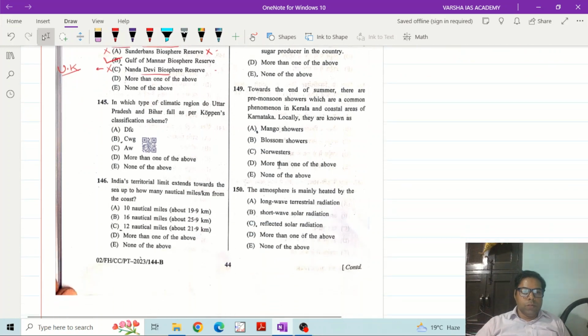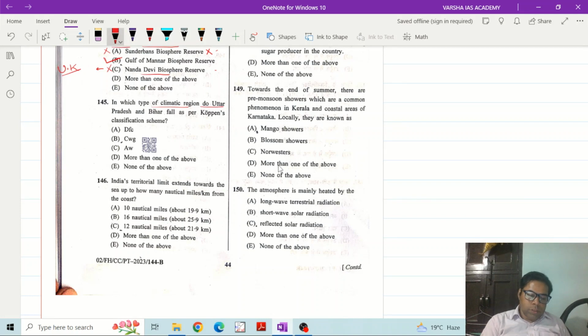Let us move to the next question. Which of the following types of climatic regions do Uttar Pradesh and Bihar fall in as per Köppen's classification? If you see Köppen's classification, the entire Gangetic plain from west to east has been demarcated as the CWG climate. So this is the CWG climate, right?